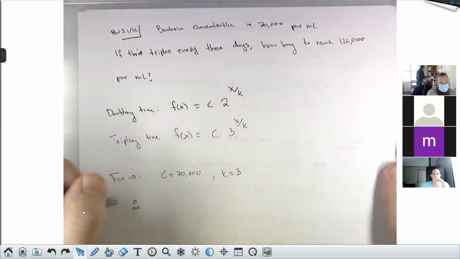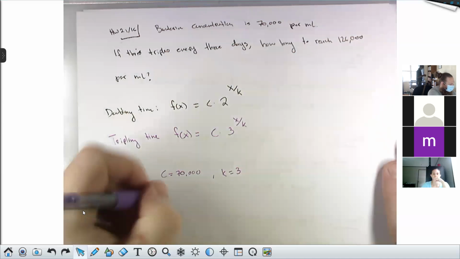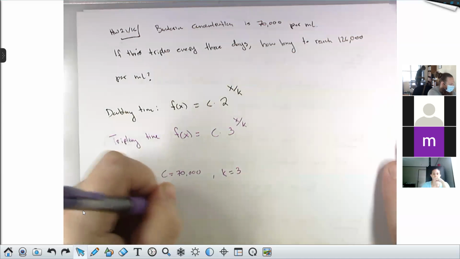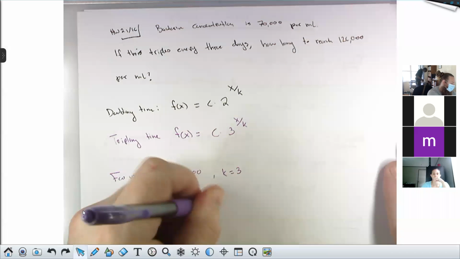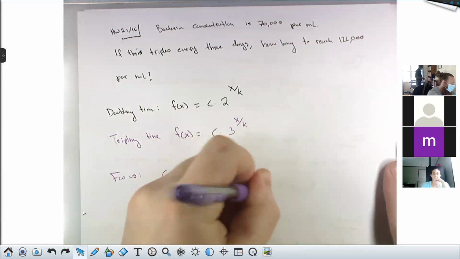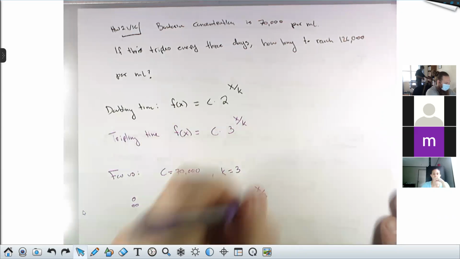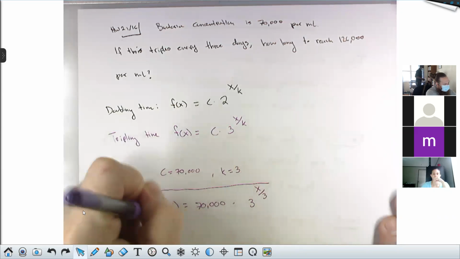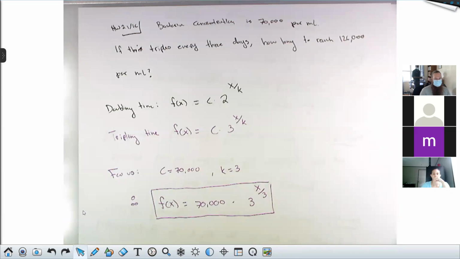Therefore, the function f of x that models the concentration of bacteria x days later would be f of x, or sometimes they call it b of t. It would be 70,000 times 3 to the x over 3. So this will be the place to start. This is our model. And then anything we want to do with the problem is going to begin with this.